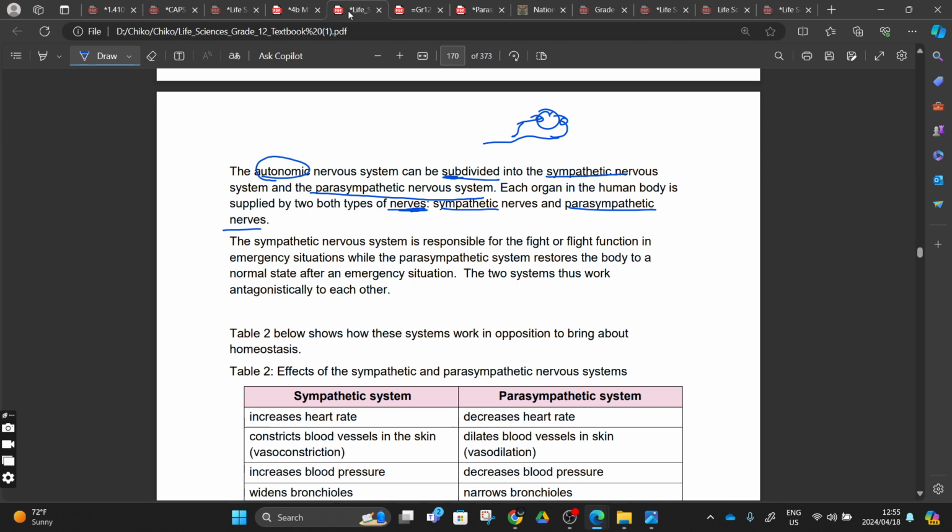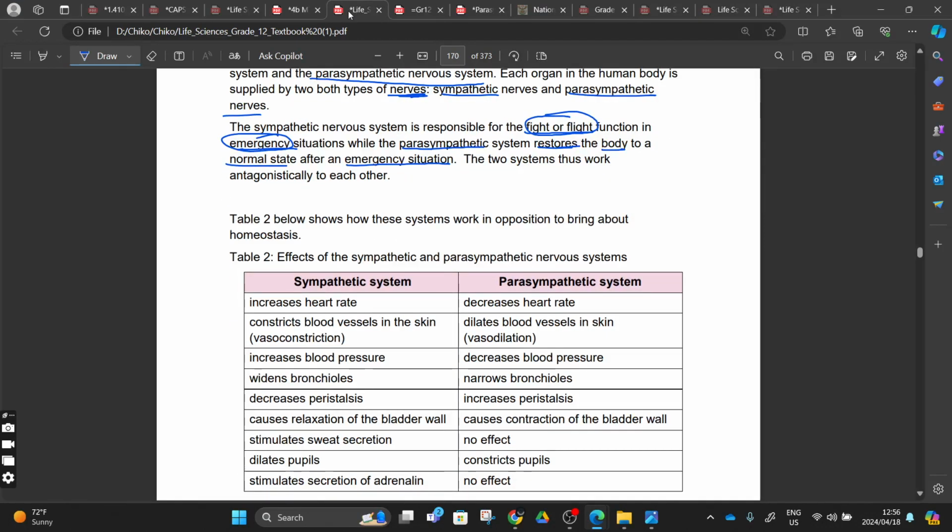And then the sympathetic nervous system is responsible for fight or flight function in an emergency situation, while the parasympathetic system restores the body to a normal state after the emergency situation. So here they can use the word emergency situation, or they can use a fight or flight situation, right? An emergency situation where your body is preparing to fight or to flee. The two systems work antagonistically to each other. We talked about this, right? When one is increasing, the other one is decreasing.